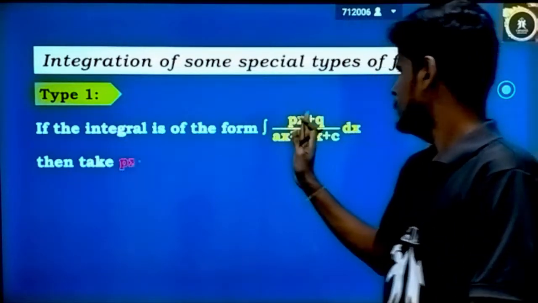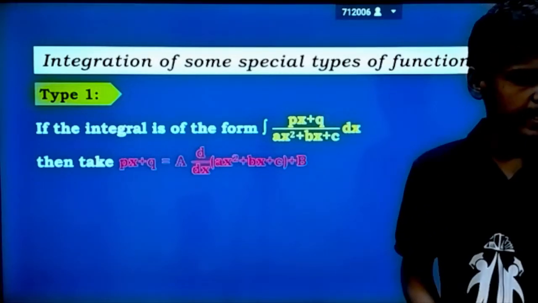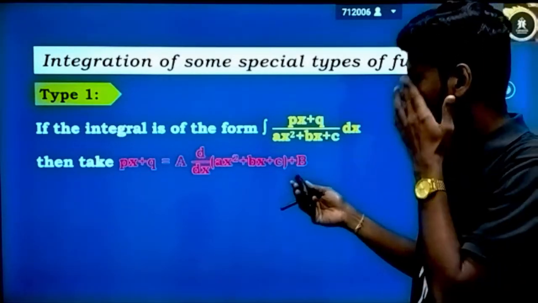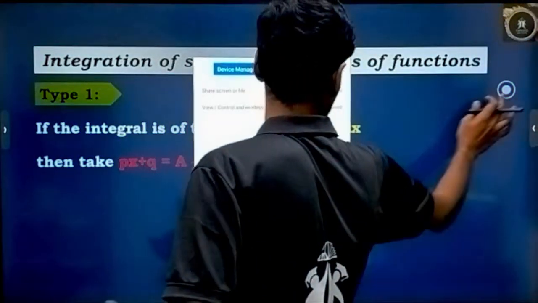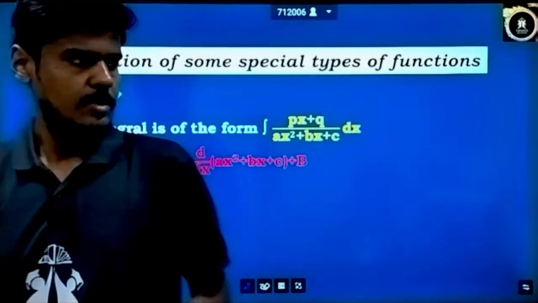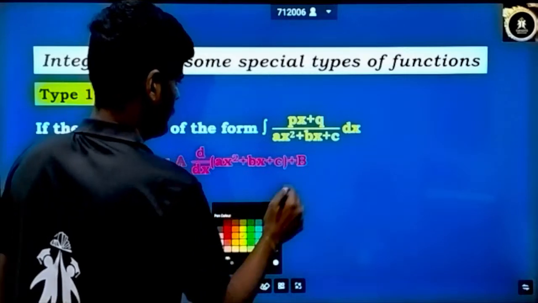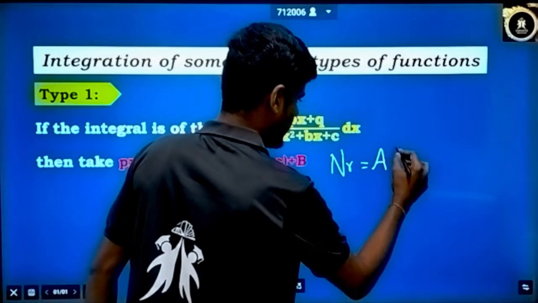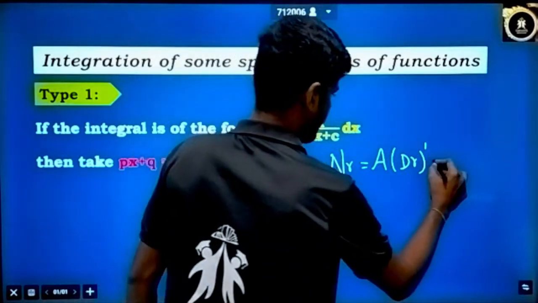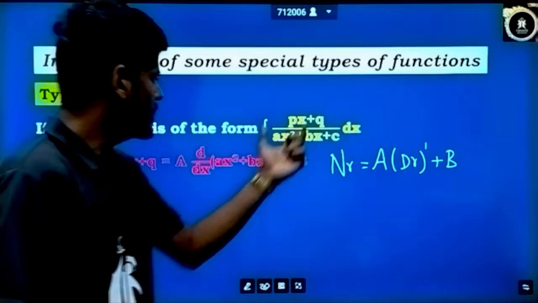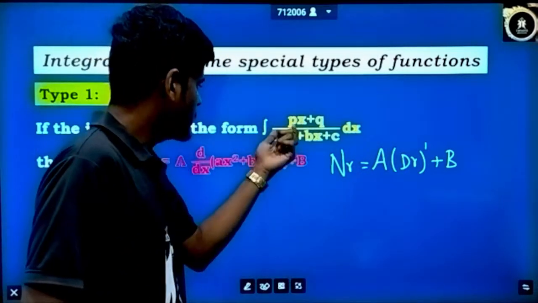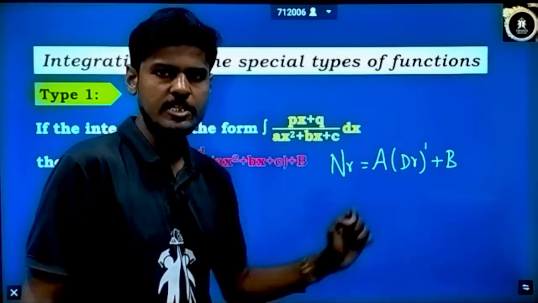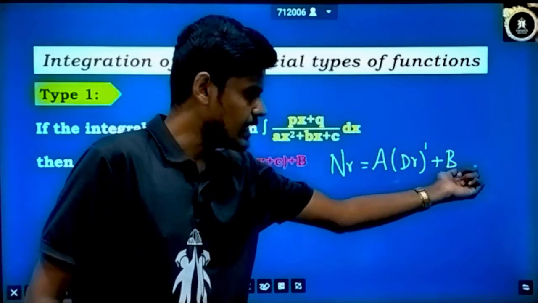When the integral is of the type linear function in numerator divided by quadratic in denominator, how do we integrate? We will write the numerator as some constant times the differentiation of the denominator plus another constant. Because when we differentiate a quadratic, it will be linear. X square differentiation will be x, so it will always be linear. That means we can write this linear as some constant times the differentiation of the denominator, which is a linear term, plus another constant.